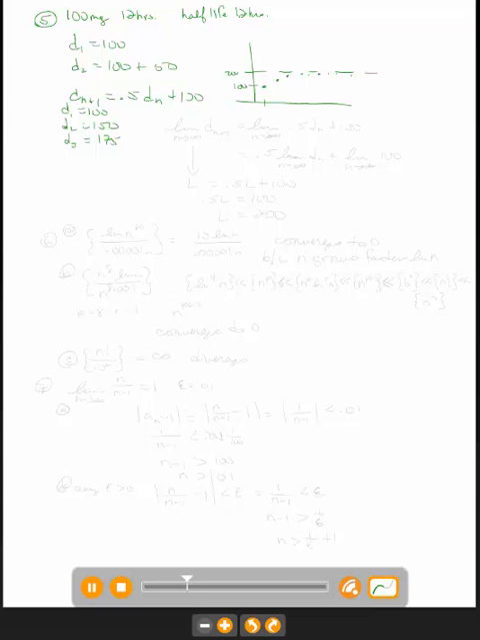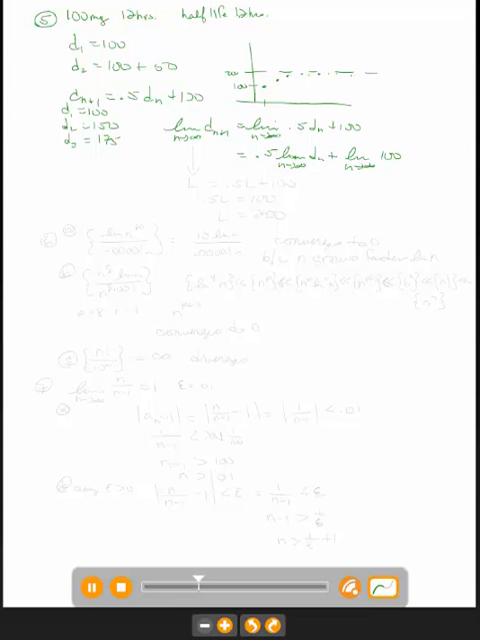Part C wants to know, find the limit of the sequence directly. So they want us to take this formula and figure out what the limit is. So we're going to write the limit as n goes to infinity of D sub n plus 1 would be equal to the limit as n goes to infinity of 0.5 D sub n plus 100, which I could then write as 0.5, the limit as n goes to infinity of D sub n plus the limit as n goes to infinity of 100.